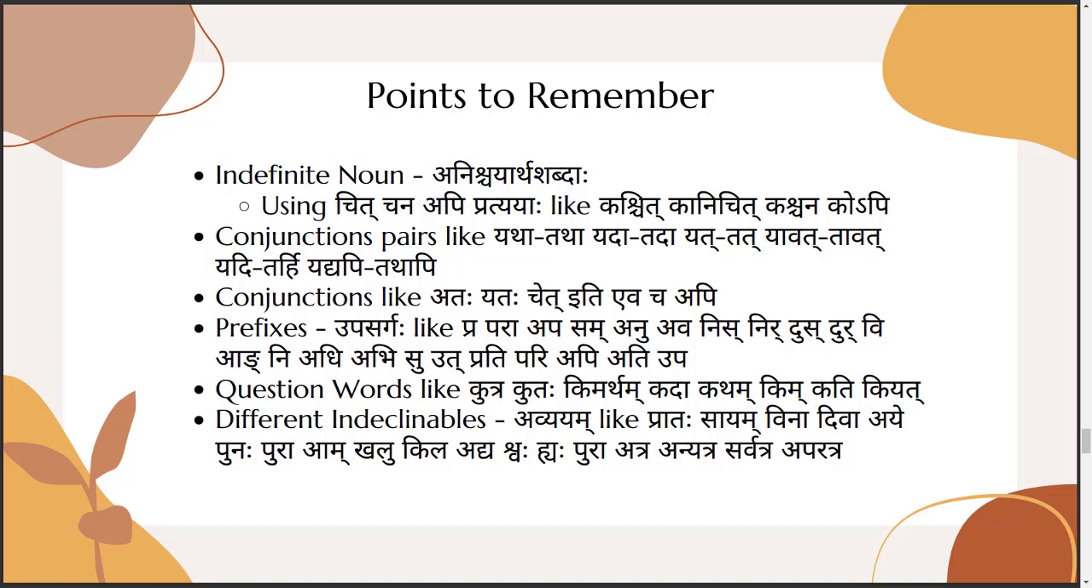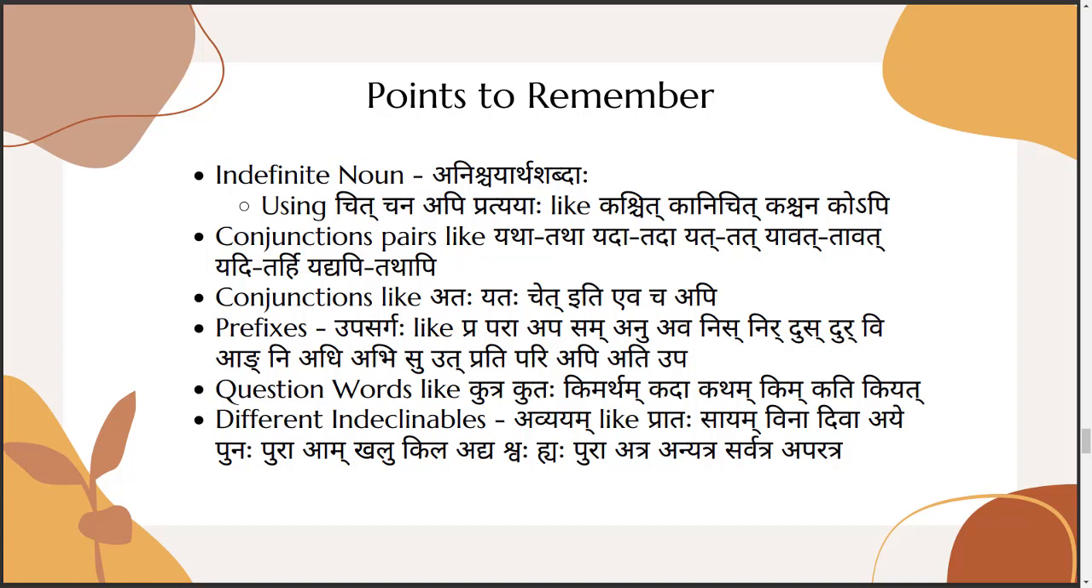Then the conjunction pairs we studied in course 1 and course 2: yatha tatha, yada tada, yat tat, yavat tavat, yadi tarhi, yadyapi tathapi. These conjunction pairs are meant to join two or three subclauses of a sentence and make a complex sentence. Then we studied conjunctions like atah, yatah, chet, iti, eva. So many conjunctions we studied. How they are all used in a sentence, that we will observe.